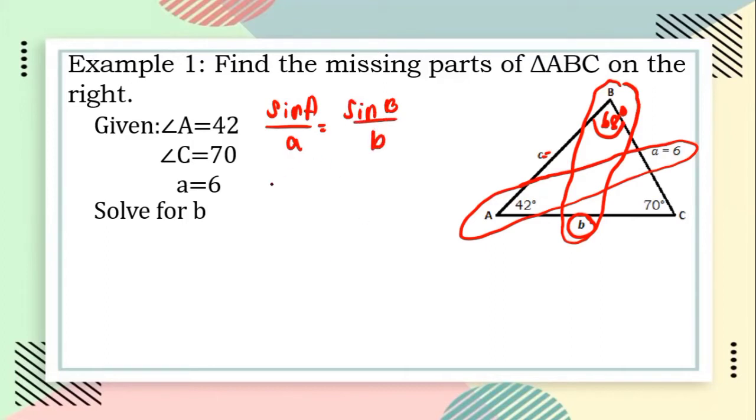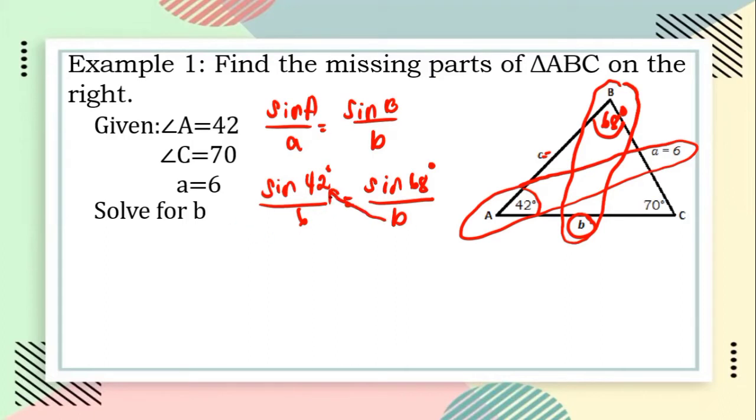After that, substitute our given. For sine A, it is 42 degrees, and the side that is opposite to angle A is 6. For sine B, the angle is 68 degrees, and B is missing. Before we cross multiply, we can find the value first of sine 42 and sine 68 using your scientific calculator. Or you can cross multiply first. It's up to you, but in the end, we can have the same answer. Let's try the cross multiplication first.